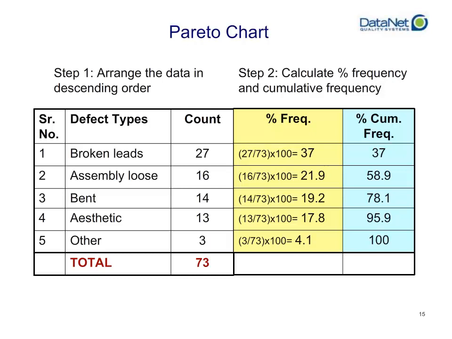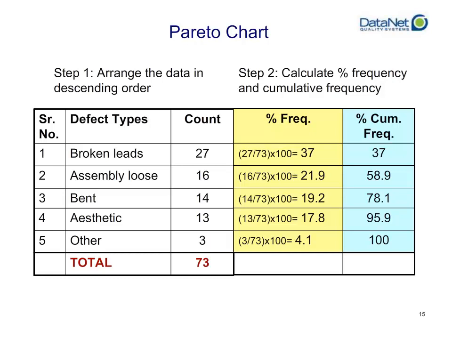After you're done calculating all of the individual percent frequencies, the next thing you're going to do is add all of the frequencies together for a cumulative frequency that will eventually be plotted on the chart as a curve. The first and most common type of defect is going to be at your top, and that equals the same as your percentage, 37% in this case. For the next node in the curve, you're going to have your 21.9% from your assembly loose. You're going to add that to your 37% from your broken leads. That totals out to be 58.9%.